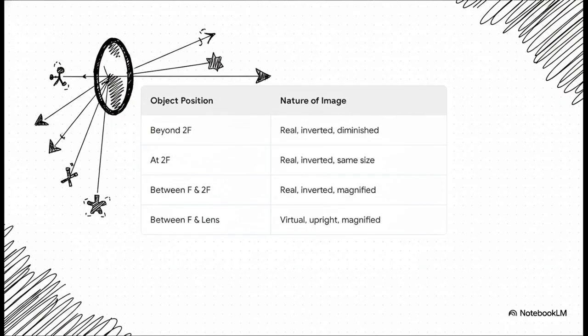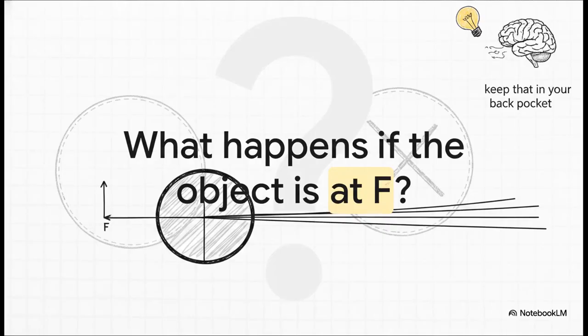But here's where the real magic happens. When you push the object extremely close, between the focal point and the lens itself, suddenly the whole thing flips. The image becomes virtual, upright, and magnified. But wait, look closely at that progression. What happens in that tiny split second when the object sits exactly on the focal point, f?